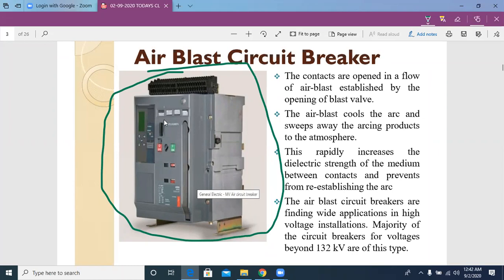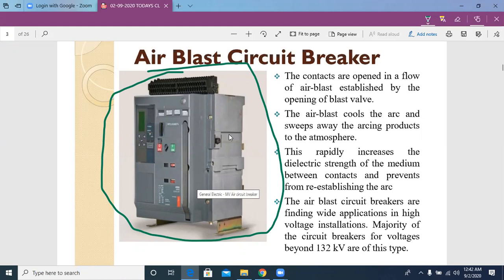I repeat once again. In this type of circuit breaker, the contacts are placed in an arc chamber. When the contacts are open, arc is initiated. We know that at the same time, the pressurized air flows along with the arc. Due to that reason, the pressurized air takes the ionized gas, that means, see what will happen in between the contacts.